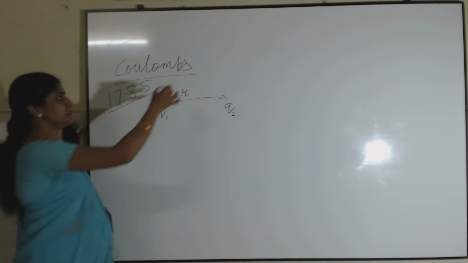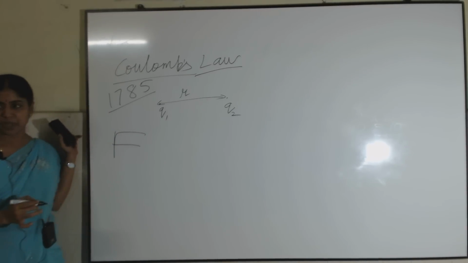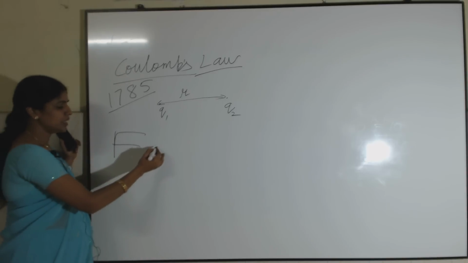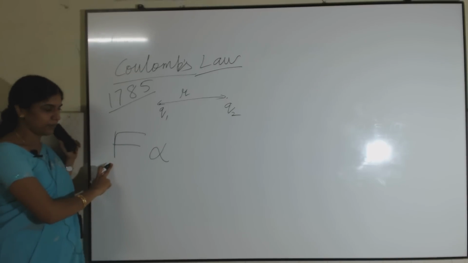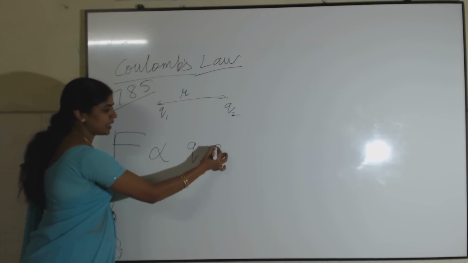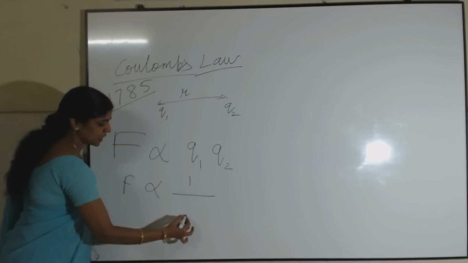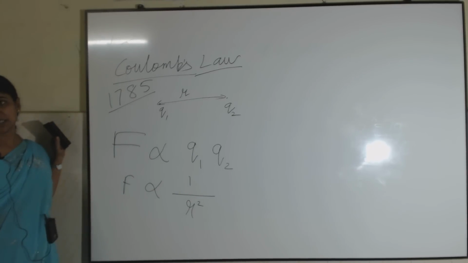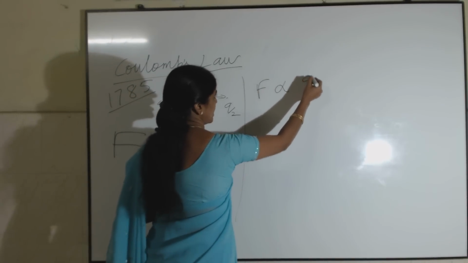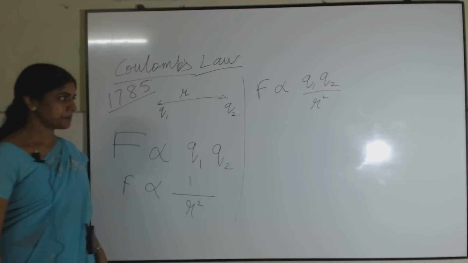So, in this Coulomb's law, we are going to study the force of attraction or repulsion between any two charges separated by a distance of r. He told us this force of attraction or repulsion between any two charges will be directly proportional to the product of the charges and inversely proportional to the square of the distance between them. Together I can write this formula as F is proportional to Q1 Q2 over r square.